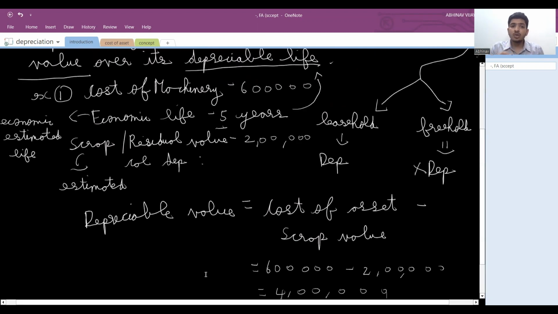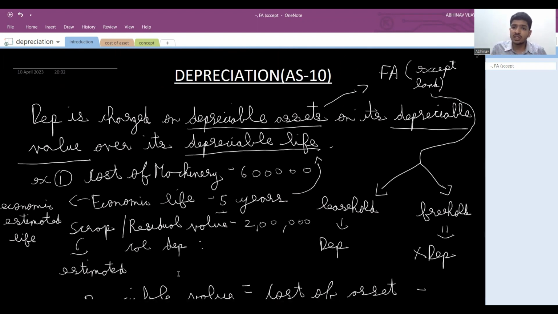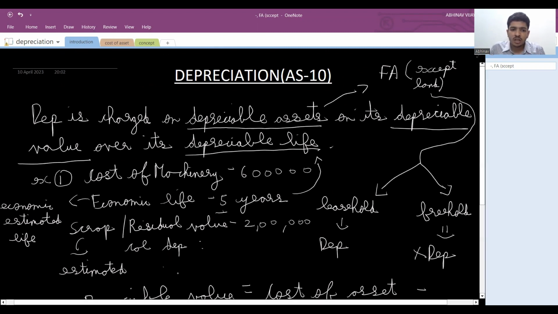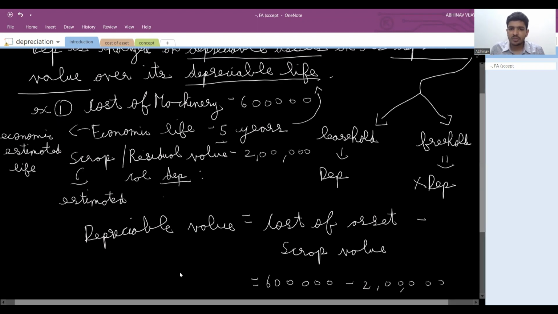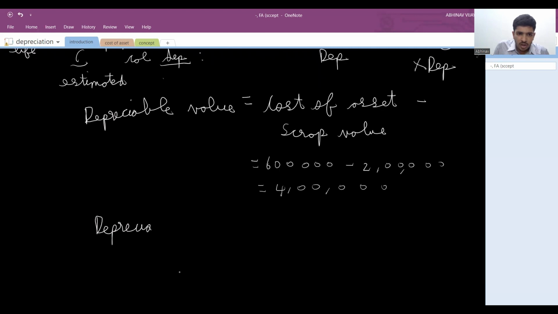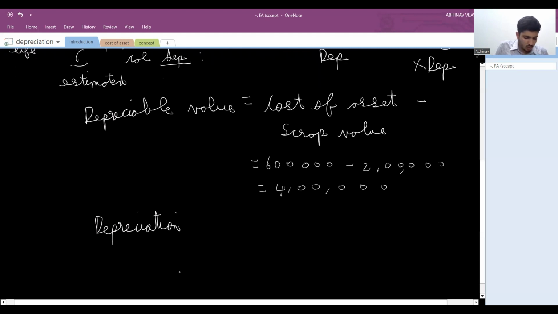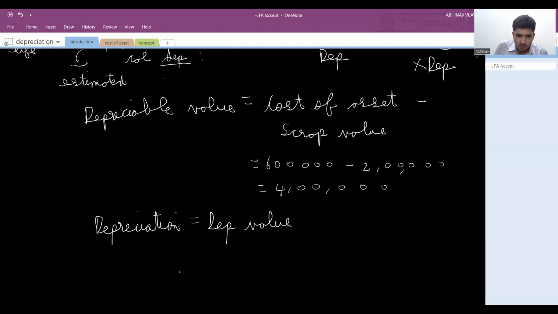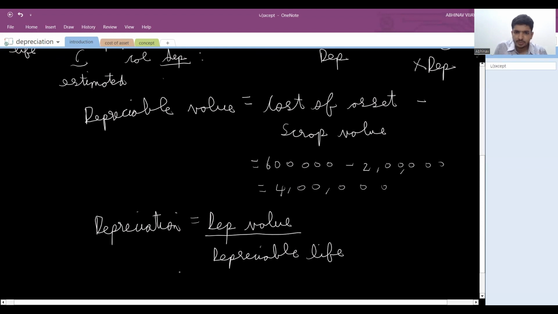Now, I explained depreciable assets, that's fixed assets except land, depreciable value, and depreciable life. These three are explained. Now, how to calculate depreciation? What is the formula for calculating depreciation? Come down, write this down. Depreciation is equal to depreciable value by depreciable life. Now, this is the basic formula you need to keep in mind.